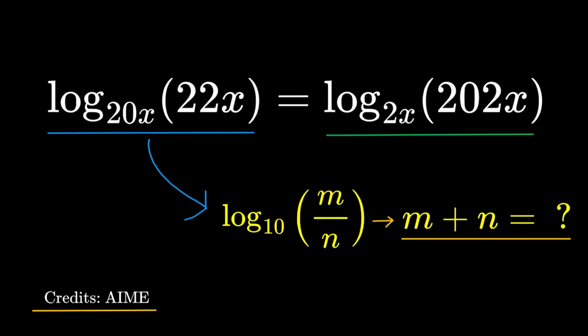Here's an item on logarithms. There is a real number x such that the equation on the screen is true. If the value of the logarithm of 22x with base 20x can be expressed as the logarithm of m over n with base 10, where m and n are relatively prime positive integers, or we could just say that m over n is in lowest terms, we're asked to get m plus n, so the sum of the numerator and the denominator.